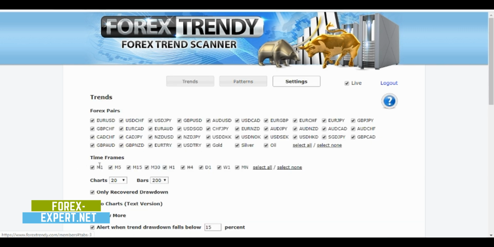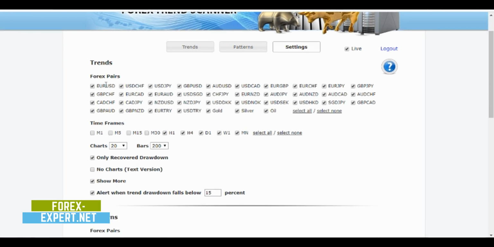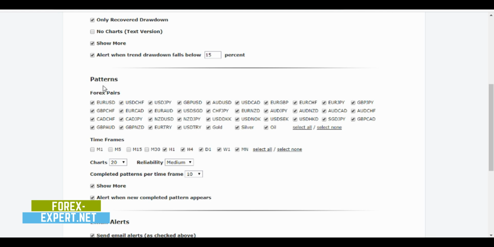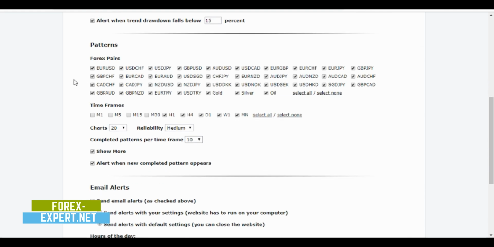It's very easy to use. It's an online tool. You don't have to download anything. You can use it with every platform, MetaTrader, NinjaTrader, and so on. In this settings page, you will select the Forex pairs for trends, and the time frames. And for patterns it's the same story. Let's suppose you are trading on the smaller time frames, then you have to select the small ones and deselect these ones.